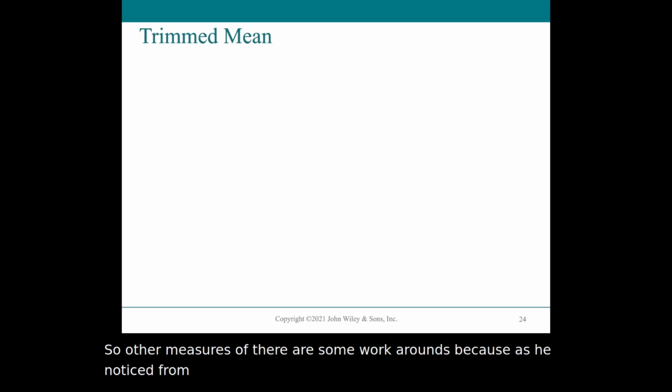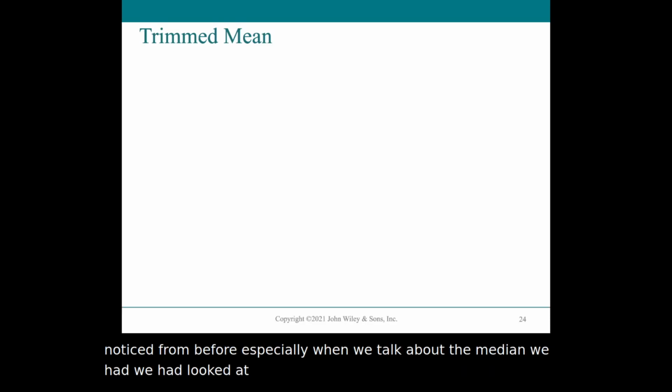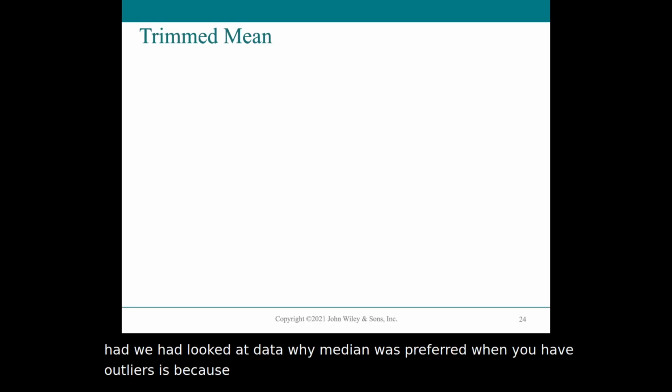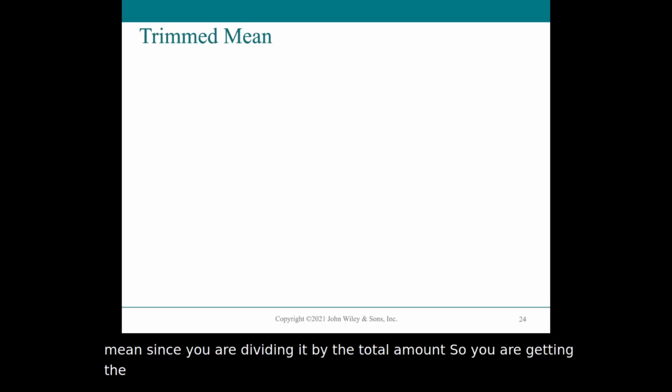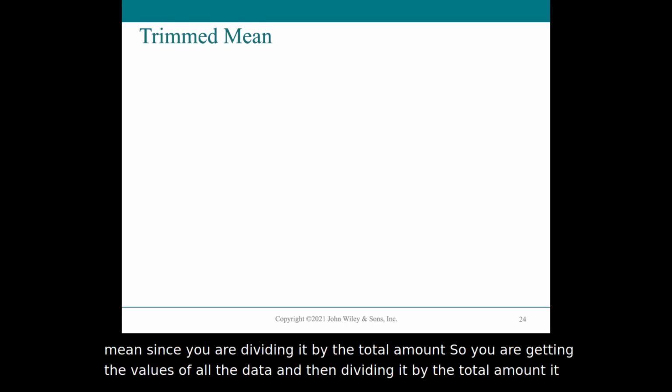There are some workarounds, because as you noticed from before, especially when we talked about the median, we looked at data and why the median was preferred when you have outliers: medians are not influenced by outliers, whereas the mean, since you are getting the values of all the data and then dividing by the total amount, is actually influenced by outliers.